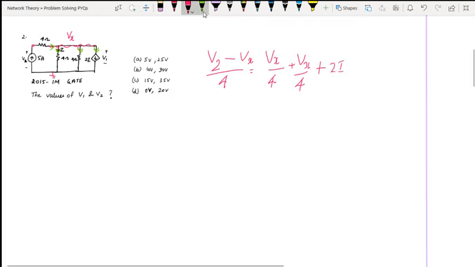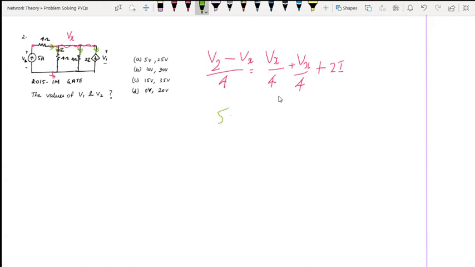Now let's look closely. I'm just going to change the color. So (V2 minus Vx) by 4 is what? It is the current entering through the 4 ohm resistor. So what's the current entering? A 5 amp current is entering. So I can say this is equivalent to 5.